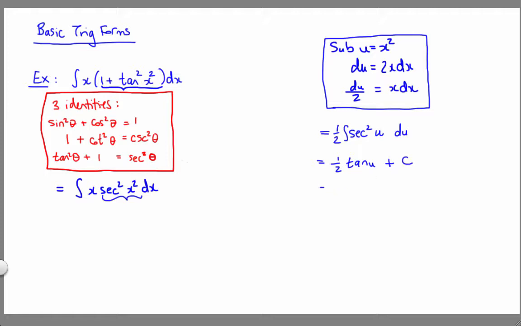And the very last thing we need to do here is just go back to our original variable. So instead of writing u, we'll write x squared. And why don't we write this a little more concisely as tan of x squared all over 2 plus a constant. And that's our final answer there.